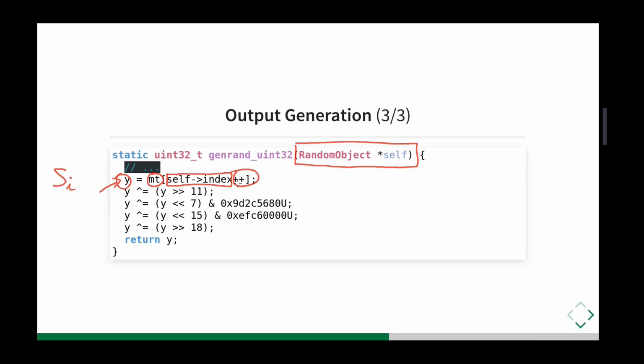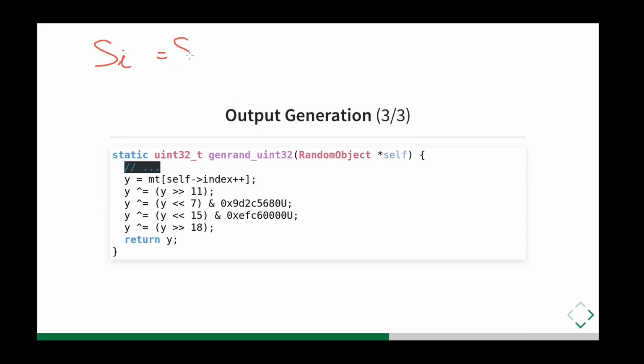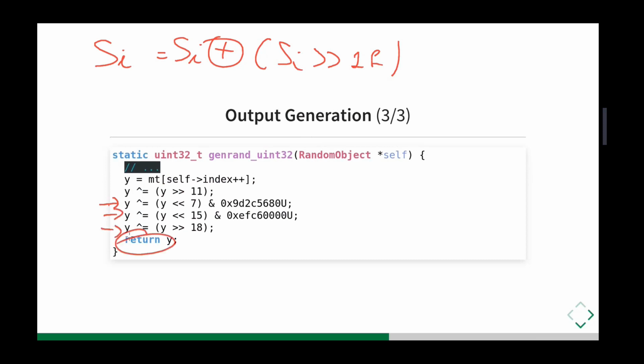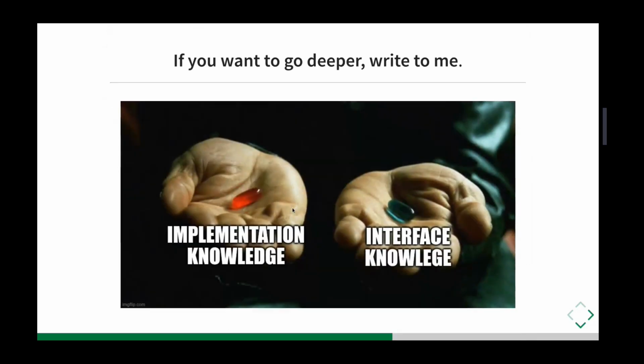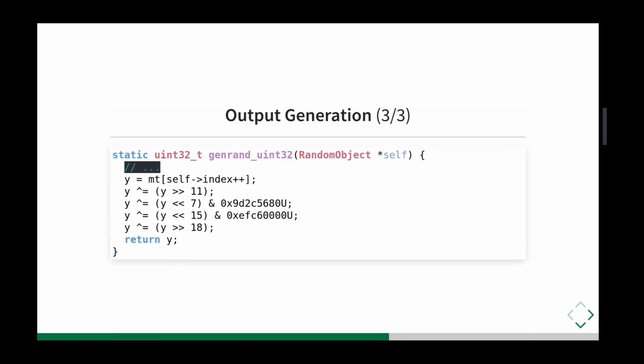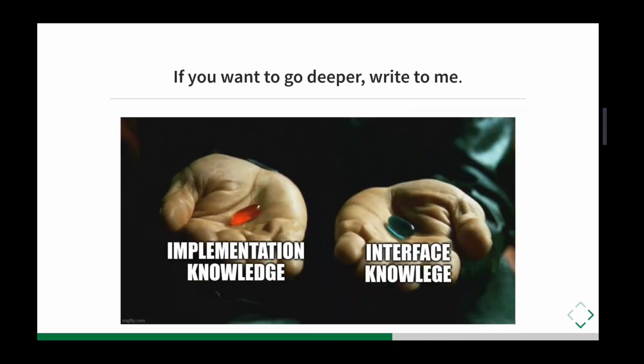After we have S of i, I do S of i XOR S of i shifted to the right by 11, and then this other thing, and then this other thing, and then I return it. So I do some XORing, shifting, masking with constants, things like that. The details are not important; that's how it is implemented. If you want to understand the details, I can give you some more resources to understand the implementation.